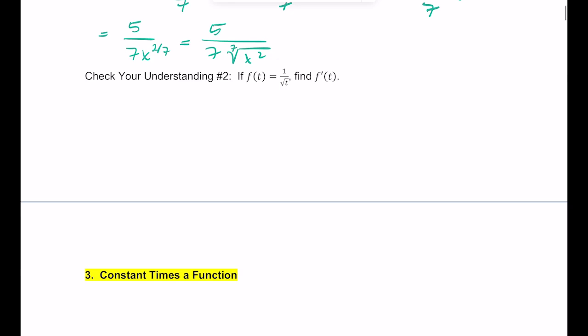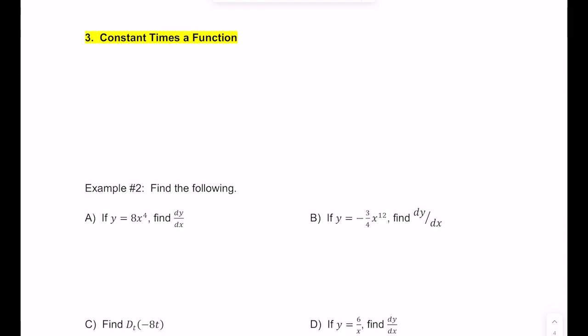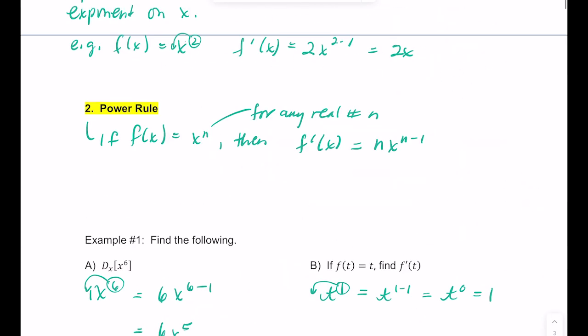So the next rule we're going to look at is what's called constant times a function. Okay, so far our constant has been a 1, right? Like we have a 1 here. So really all we're doing is adding on to the power rule, and we're just saying if this number was something other than a 1, you're still going to multiply this power times that coefficient and then subtract 1 from your exponent.